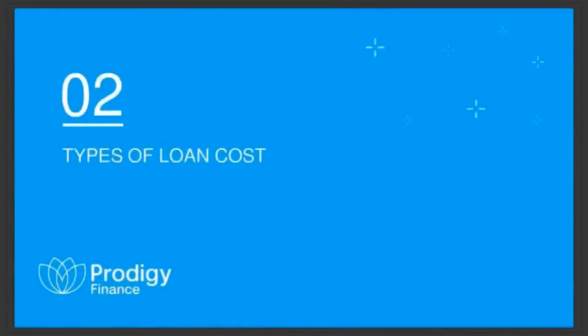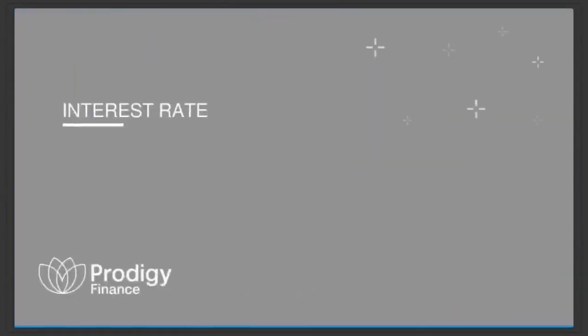So let's just understand what are the different types of loan cost. Number one is definitely interest rate. We all know that.